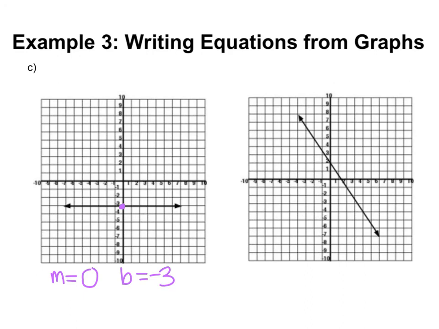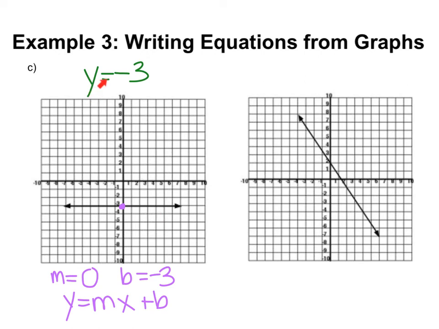So we remember that we are plugging into the equation y equals mx plus b. And when I plug a 0 in for m, anything times 0, including an x, is going to be 0. So that's going to multiply out, and we're just going to be left with our b value, which is -3. So our final answer is just y equals -3. And that's going to be true for all horizontal lines.